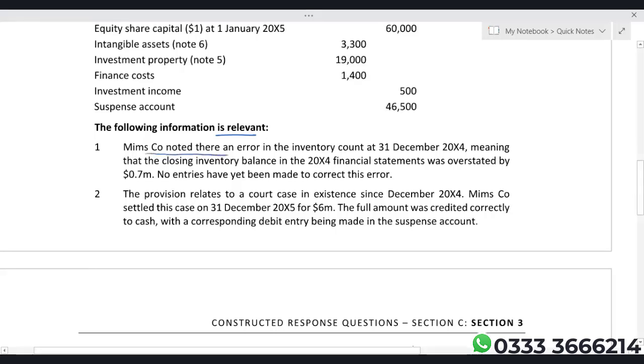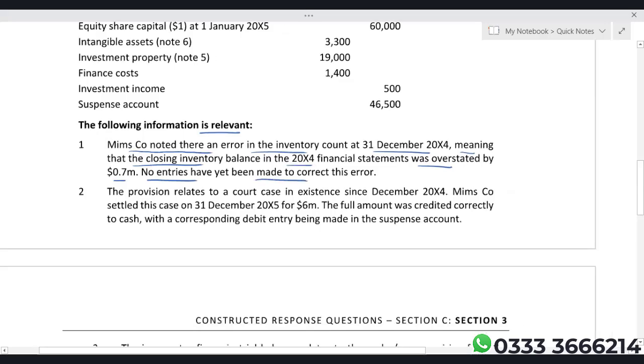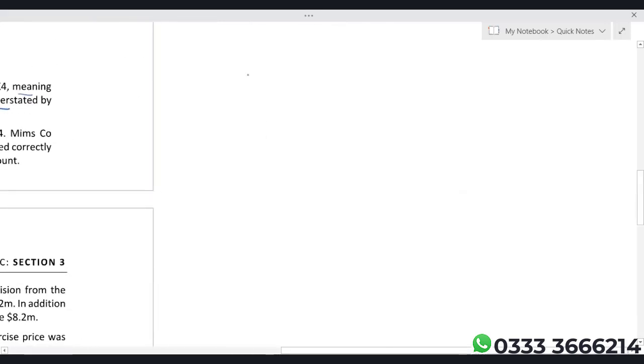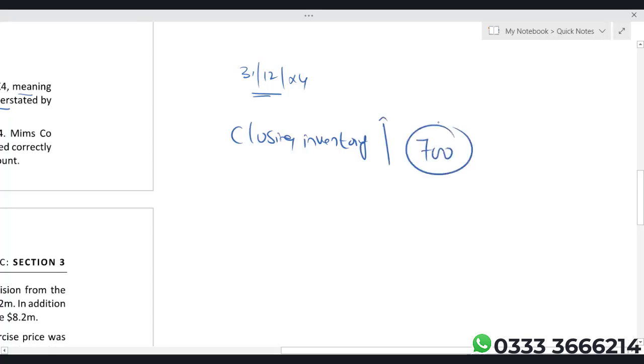MIMS company noted there was an error in the inventory count on December X4 previous year, meaning that closing inventory balance in X4 financial statement was overstated by 0.7 million. No entries have yet been made to correct this error. Now, please, let me first tell you what has actually happened. Basically, December X4 closing inventory is overstated by 0.7 million, means 700 if I ignore 3 zeros.